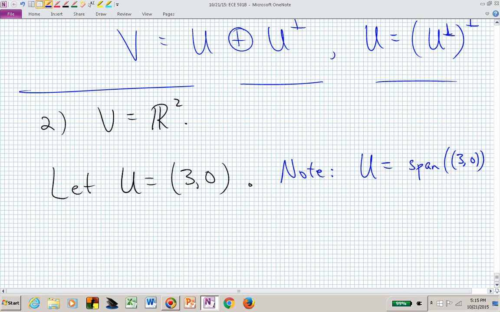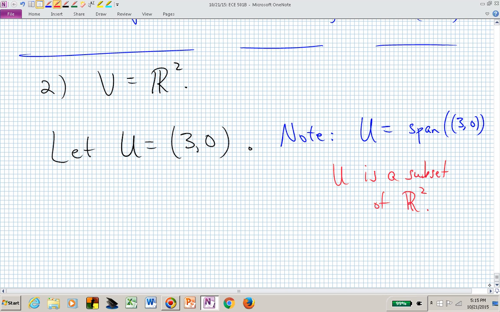It's a fine distinction, but it's not the same. We're just at a point if we say 3, 0. But the span of 3, 0 gives us the entire x-axis. Is it clear the distinction? In this case, U is a subset of R2. And because of that, now V cannot be built up from U plus U perp.